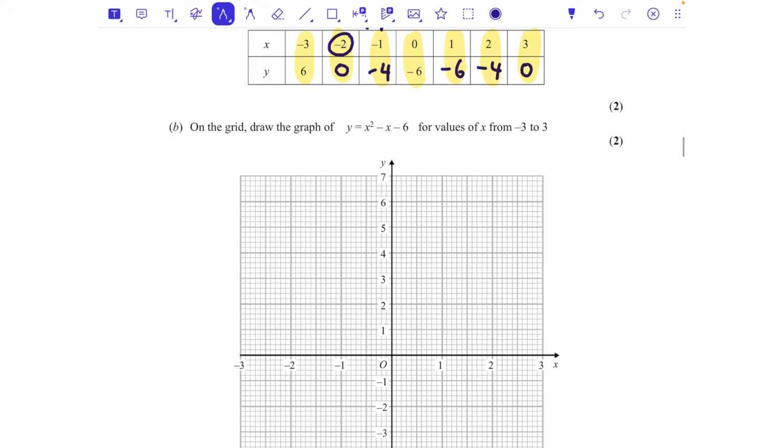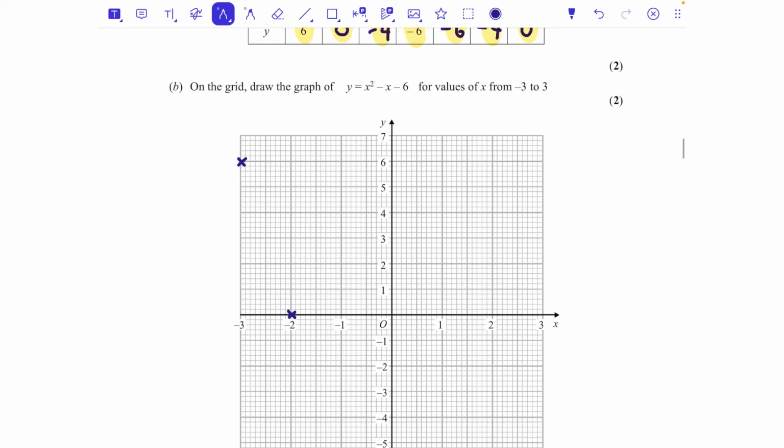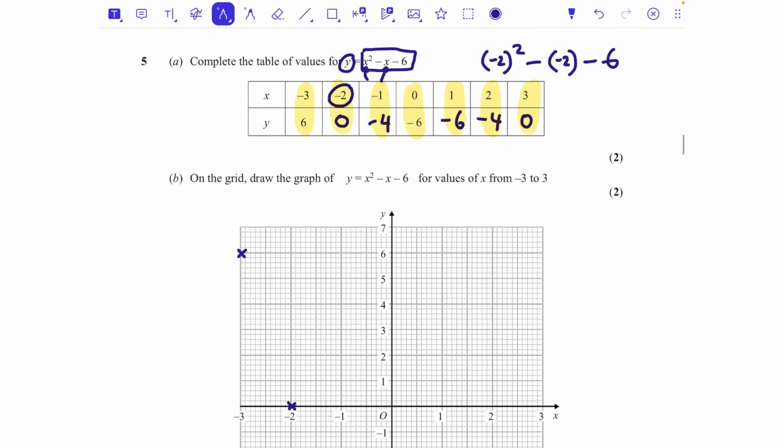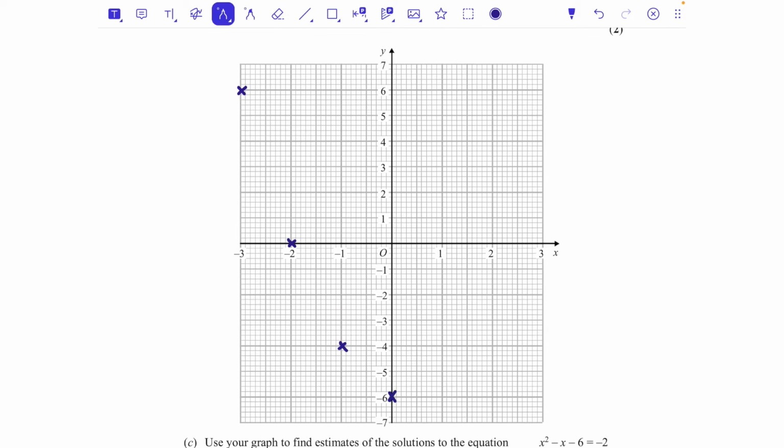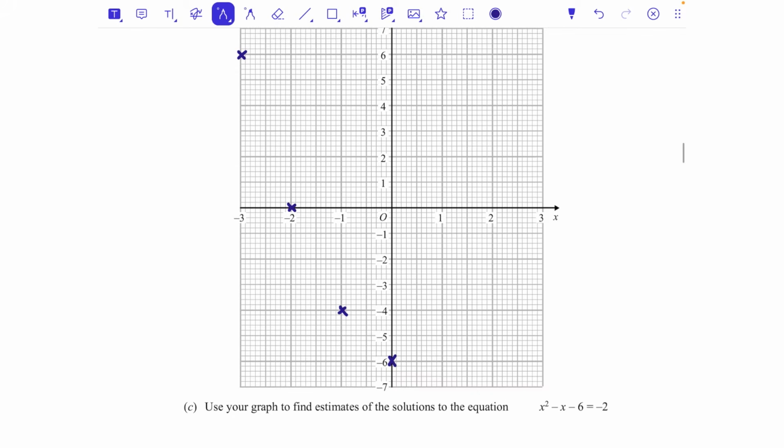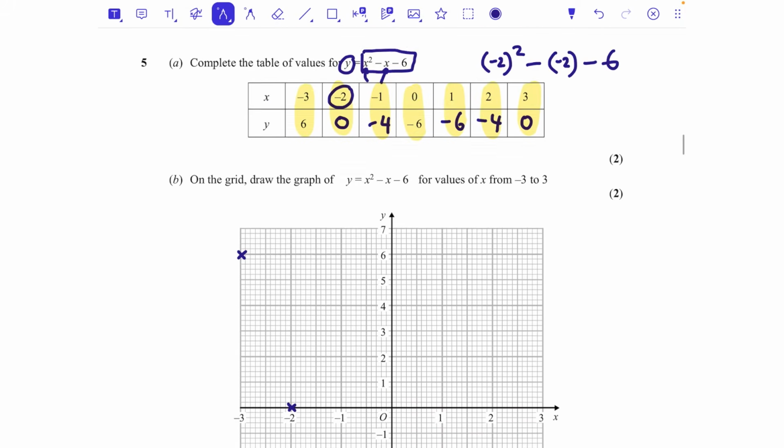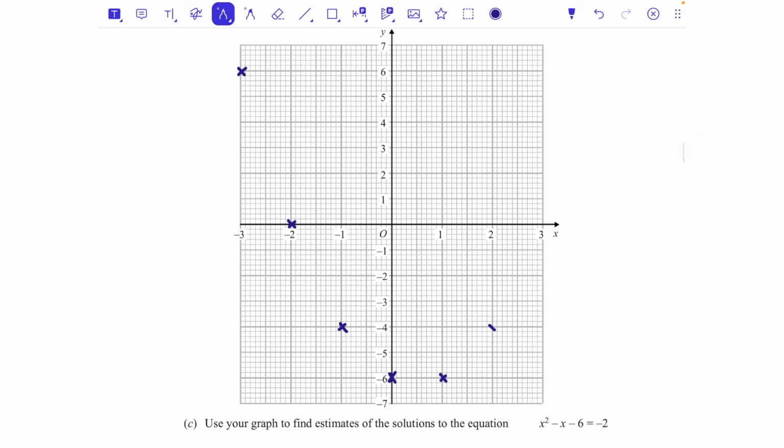So -3, 6 is here, -2, 0 is here, -1, -4, 0, -6, 1, -6, 2, -4, and 3, 0. And then we're going to join that up with a nice smooth curve.